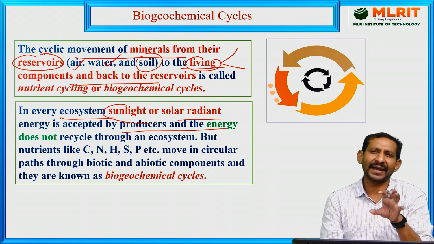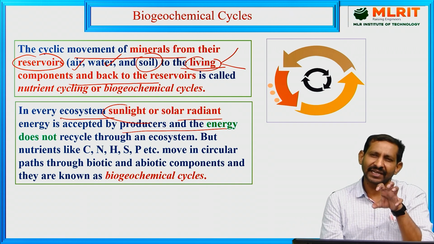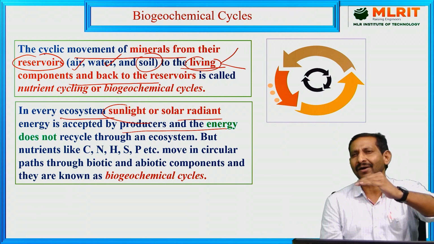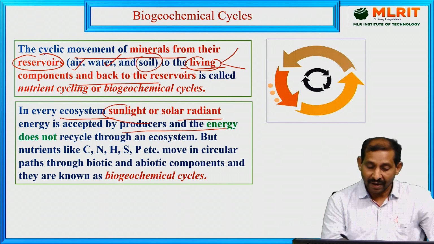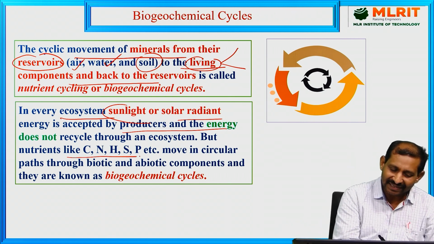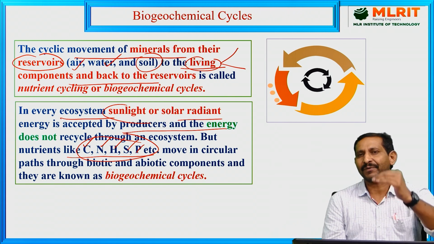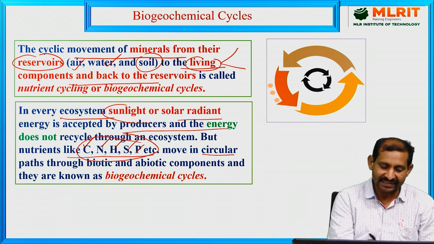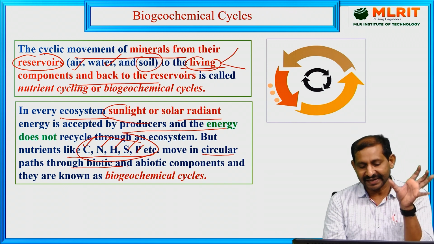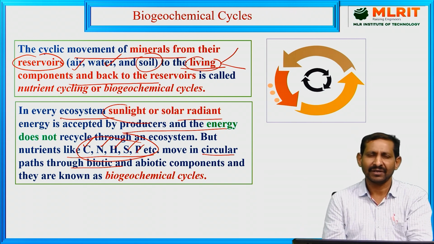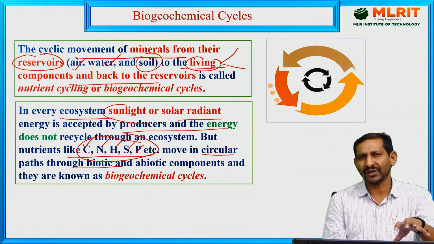The primary consumers take the chemical energy from the solar energy through photosynthesis, but that energy is not transferred from one trophic level to another in an ecosystem. Only nutrients like carbon, nitrogen, hydrogen, sulfur, different nutrients, cycle from one trophic level to another, moving in circular paths through the biotic and abiotic components. This is also known as the biogeochemical cycle. So this is the definition of the biogeochemical cycles.